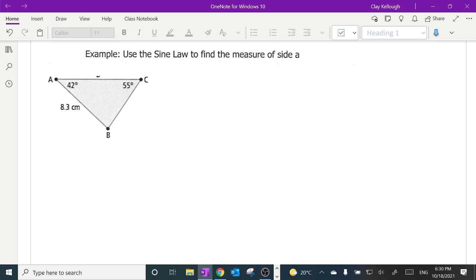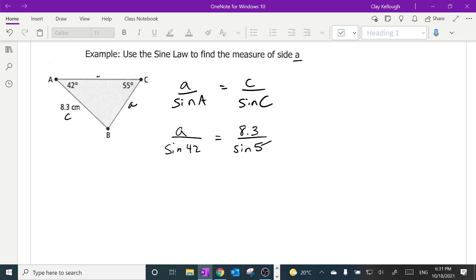How did it go? Did you label this as side A and this is side C? Did you recognize that if you're looking for side A, it's A over the sine of A equals C over the sine of C? And then plug in your numbers. A over the sine of 42 equals 8.3 over the sine of 55. Cross and multiply, and to get A all by itself, you're doing this. Ta-da! And then we punch buttons.